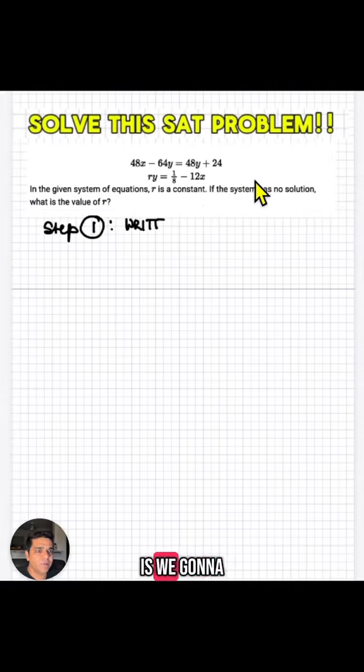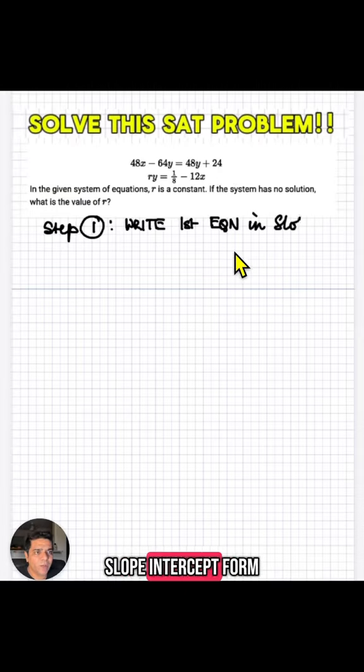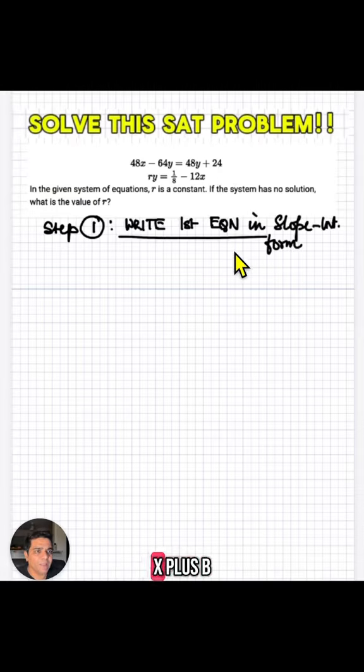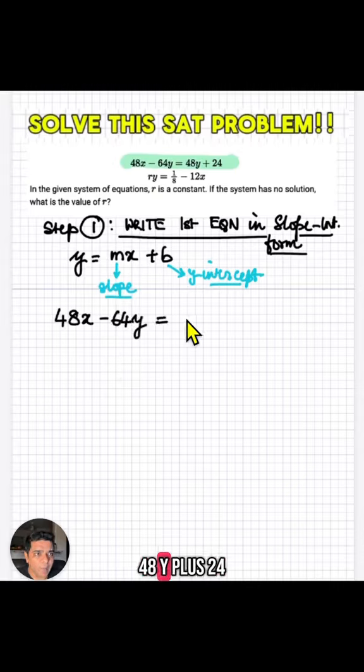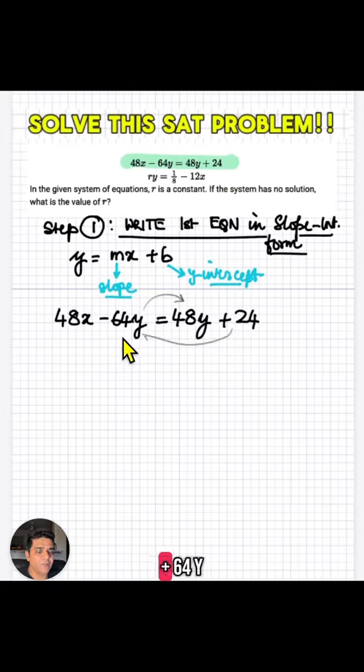So, the first step is we're going to write the first equation in slope-intercept form, y equals mx plus b. So, m is the slope and b is the y-intercept. Let's go ahead and write our first equation down: 48x minus 64y equals 48y plus 24. We want to bring all the y's together, and let's bring the 24 to the other side.